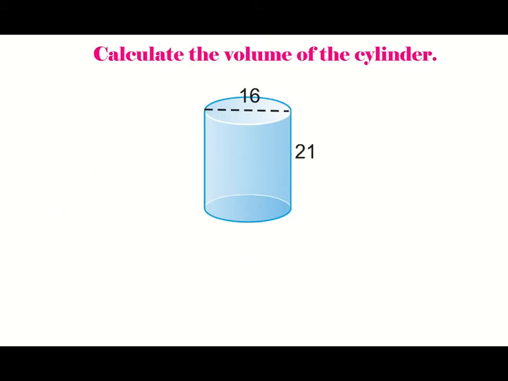So here's another one. I can see from the labels, I have 21 for the height. So I know my height is 21. And then you do have to make sure that you think about what is that 16. So it's going all the way across the circle. So that's going to mean that the 16 is my diameter.